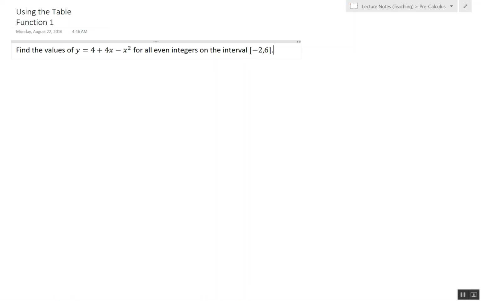There's going to be two videos. This one is going to be focusing on using the table one way, and then the next video will be using the table in the way I prefer to use it. So let's look at this problem here.